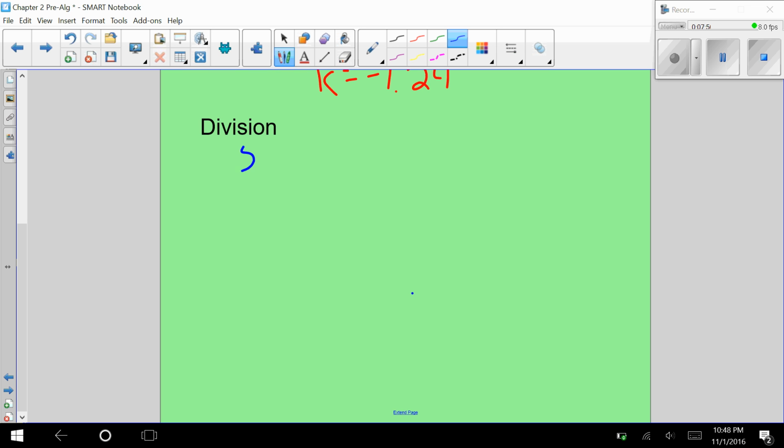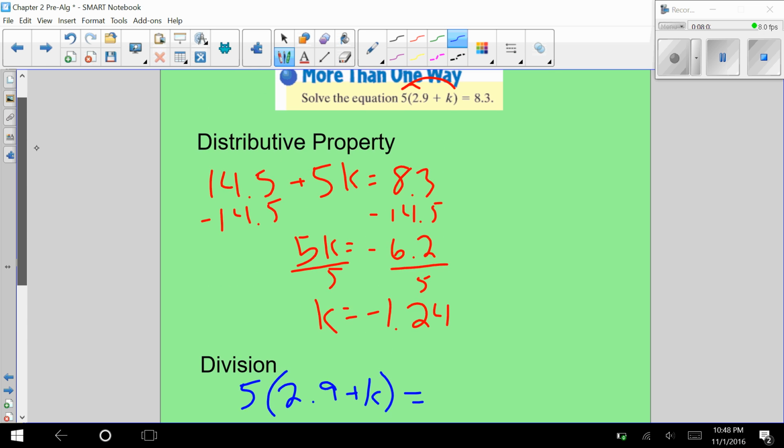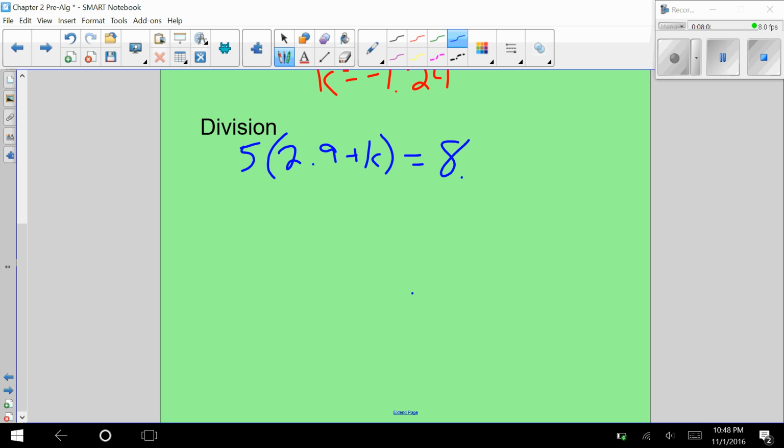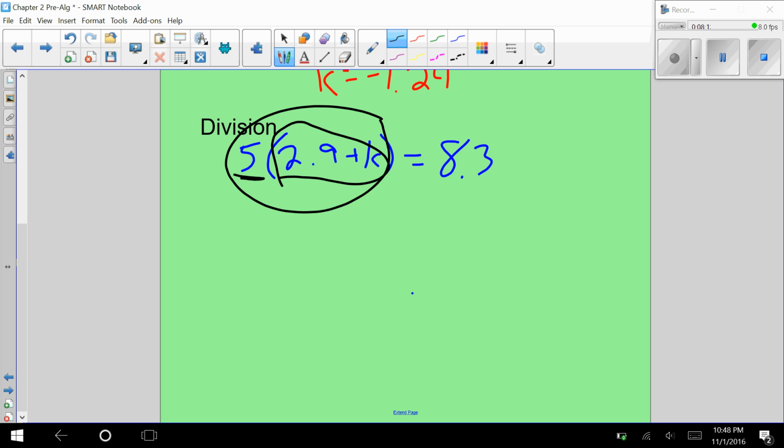So my problem was 5 times, what was my problem? 2.9 plus k, and that equals 8.3. The division way says that the left side here means 5 times this whole thing. Well, we've solved big division bar problems before, when it was a whole thing divided by a number. We can do this the same way. We're going to take the whole thing and we're going to divide that 5 away.